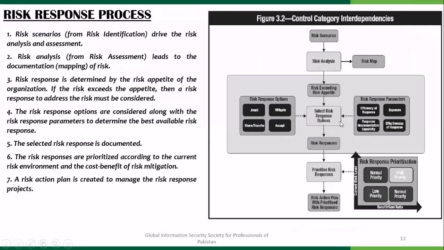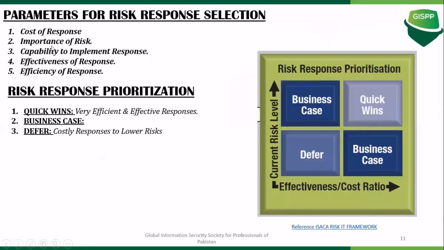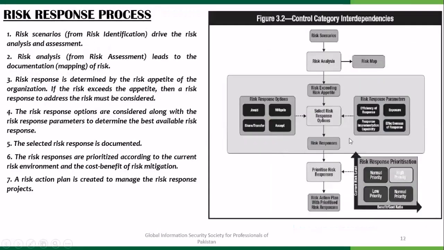So once you have selected the risk response, you document it. Then, I apologize, the risk response parameters were the ones which were mentioned over here, not this one. So once you have the multiple risk responses documented, you prioritize all those risk responses based on the risk response prioritization.